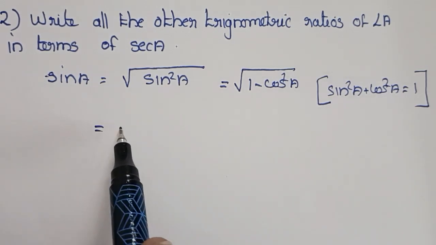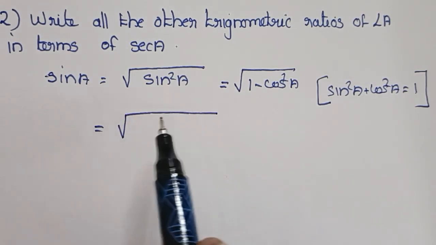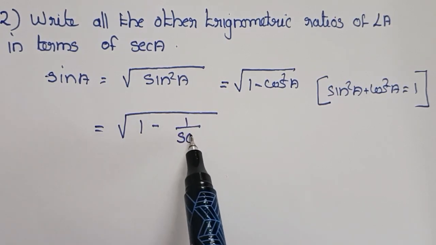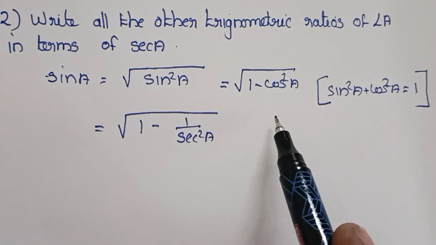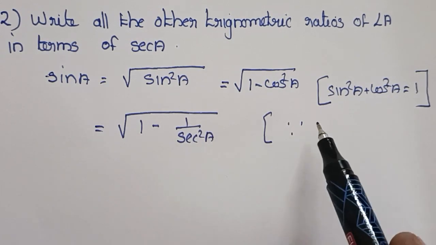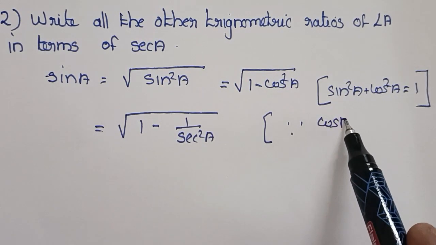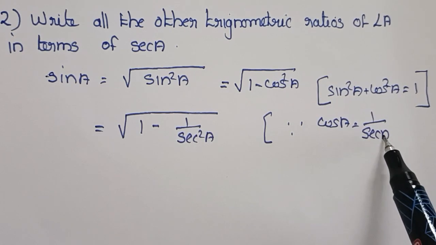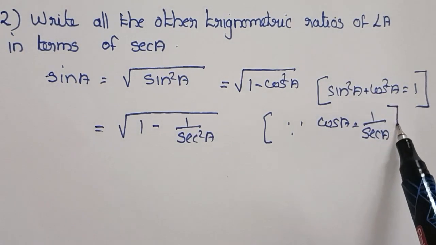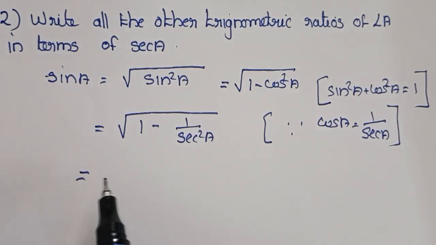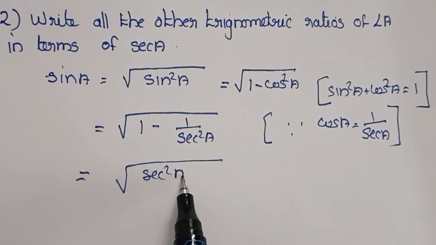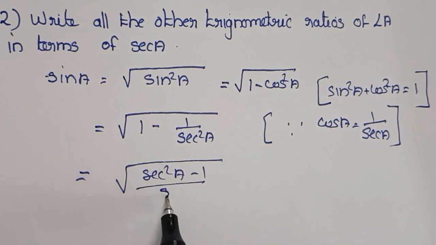But we know that cos and sec are reciprocals. So instead of cos square A we can write 1 by sec square A. Because cos A equal to 1 by sec A. Cos and sec are reciprocals. Now taking LCM we get this is equal to square root of sec square A minus 1 by sec square A.